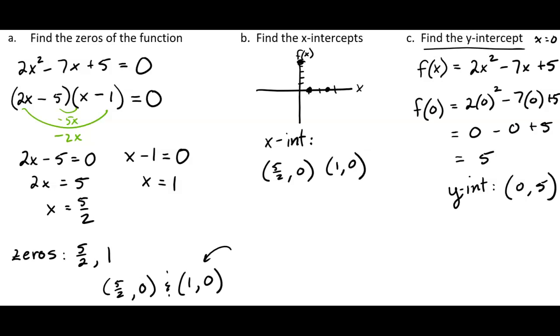Remember, when you want to find the x-intercept, let y equal 0, or f of x if you're using function notation, f of x equals 0. If you want to find the y-intercept, let x equal 0. Okay.